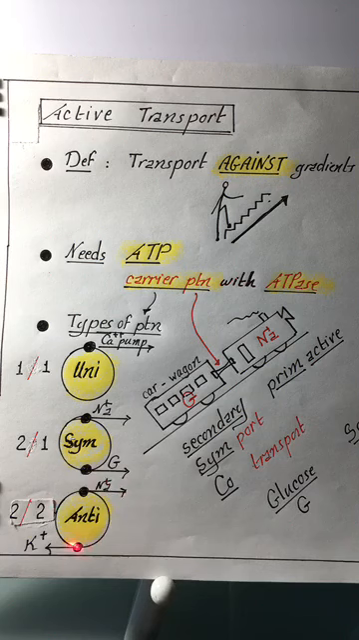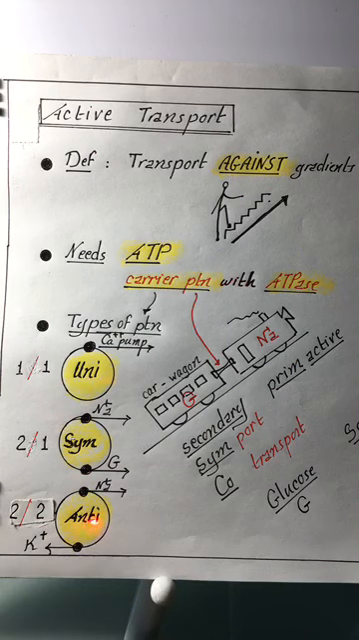If the carrier protein carries two substances in two different directions, sodium to the outside of the cell and potassium to the inside of the cell, we call it antiport. Anti means opposite. So the active transport is divided in two ways: primary active or secondary active. According to the carrier protein, it's divided into three parts: uniport, symport, antiport.